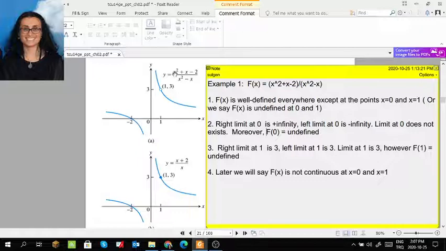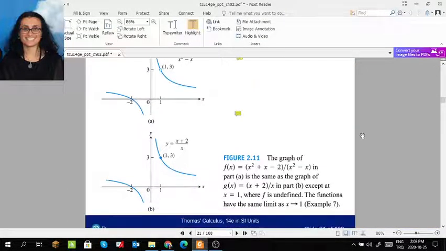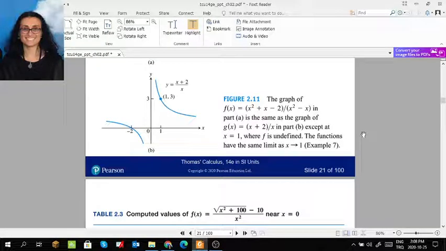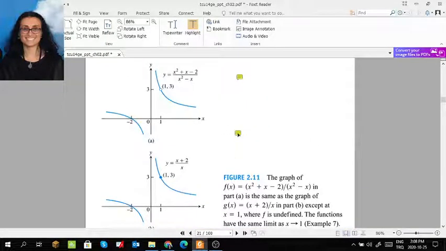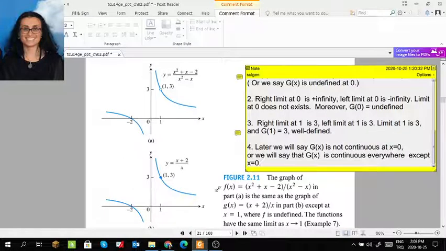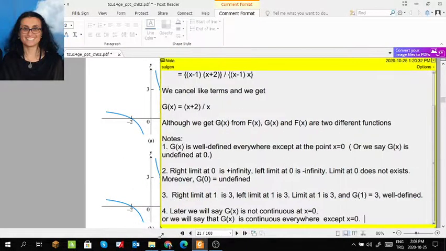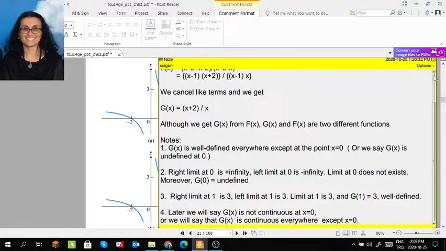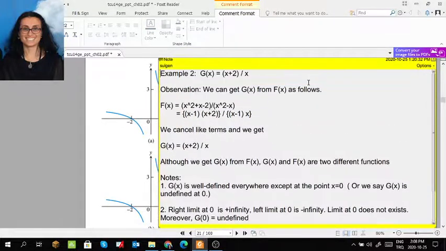Later, we are going to say that this function is not continuous at 0 and it's not continuous at 1, but it is continuous everywhere else. Okay, that's all we want to say here. Now, let's look at this explanation. There's a relationship between this capital F and capital G, you will see.